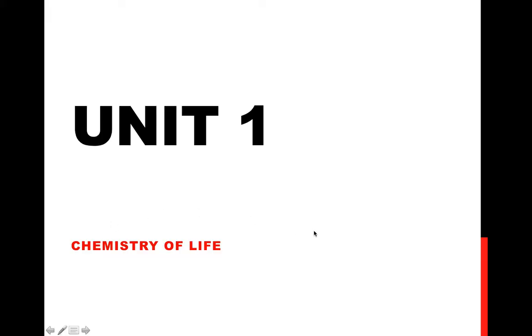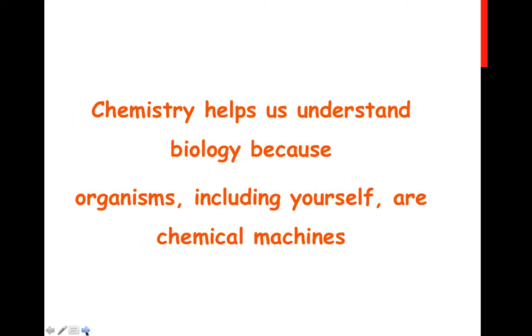So Unit 1, Part 3 is Chemistry of Life. This is the biggest section that we've gone over so far, so here we go. Chemistry helps us understand biology because organisms, including yourself, are chemical machines. You don't have to write this down, but think about it. There are different things in our body that are constantly going on, and a lot of that is chemistry. So in order for us to understand biology and living organisms, we need to understand some chemistry. So that's what this section is about.